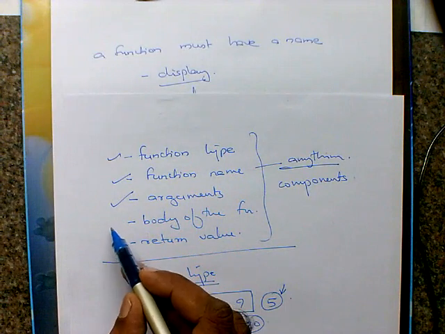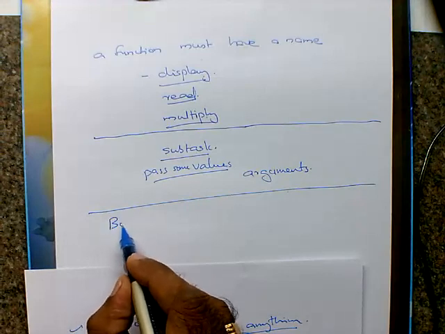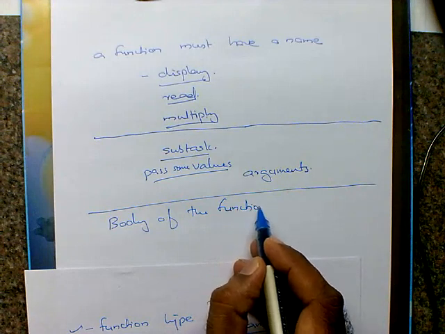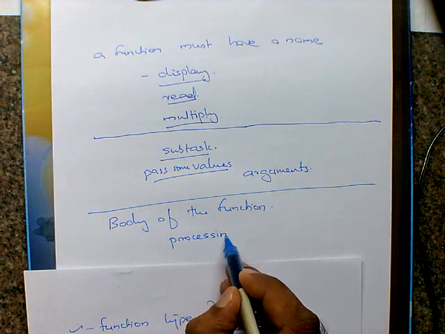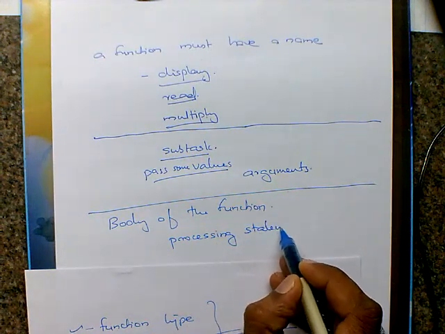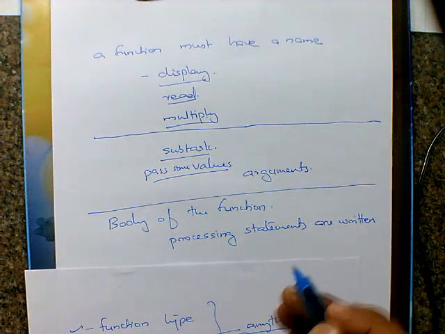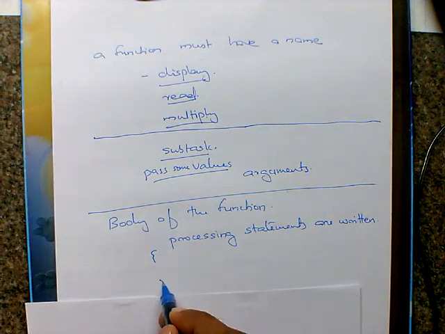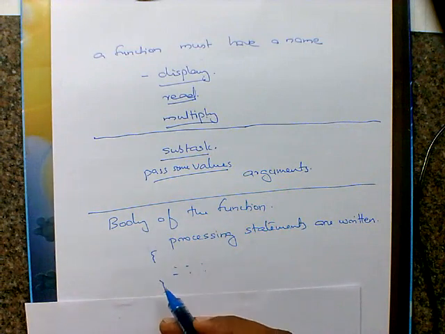Now, what is the body of the function? Body of the function is a place where all processing statements are written. A place where we write all processing statements. The program that we have seen inside the braces, where we will write some processing statements, will constitute the body of the function.